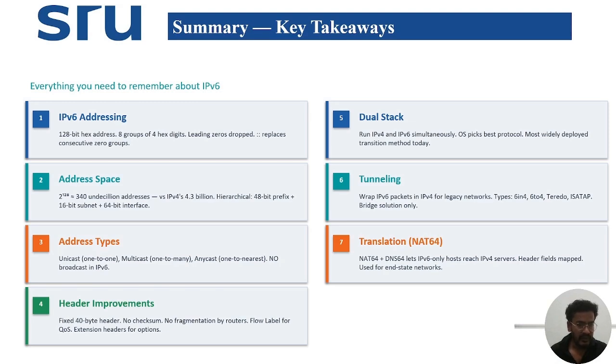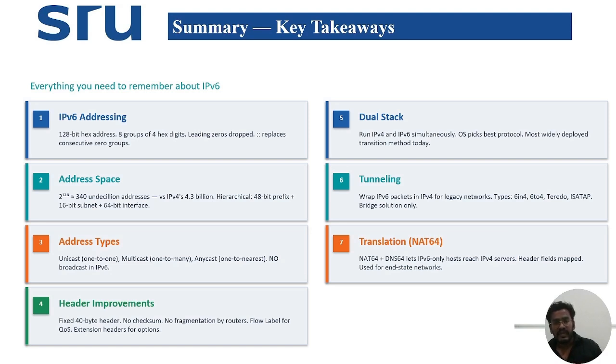Header improvements: a fixed 40-byte header, no checksum for error checking, no fragmentation by routers, a flow label for QoS, and extension headers for options. And then dual stack: run IPv4 and IPv6 simultaneously. The OS picks the best protocol while transmitting the data. It is the most widely deployed transition method today.